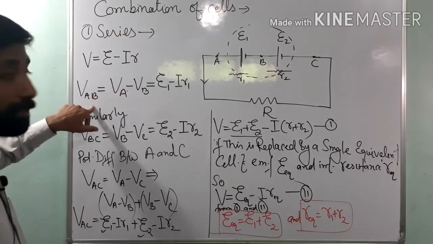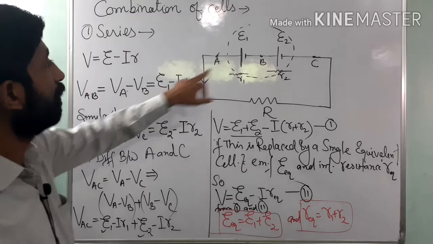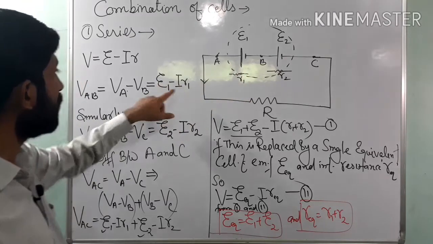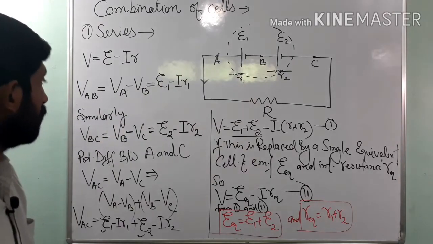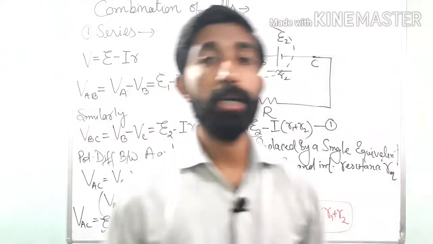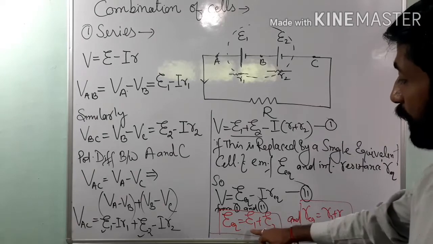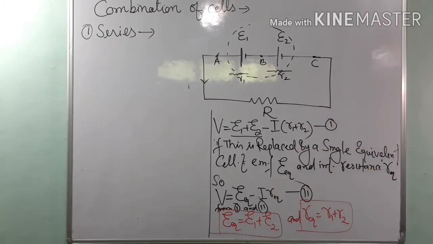So VAB has been written as VA minus VB, and that is equal to, for this cell, E1 minus IR1, because the current I will be the same in both the cell combination. So if this arrangement extends to a large number of cells, then what happens? This simply gets added up to the same number of terms.